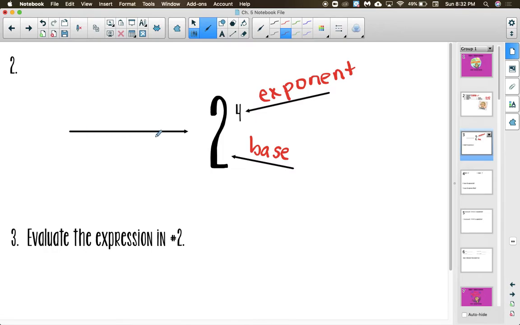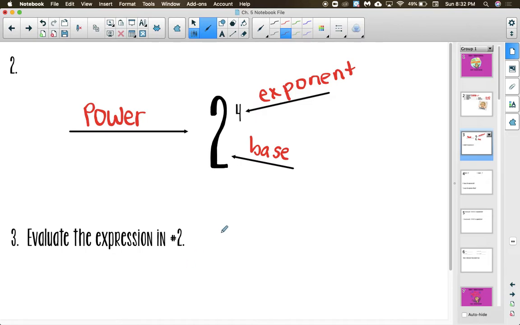So what in the world is this one pointing to? Well, this one is pointing to the whole expression, 2 to the 4th power. And the key word there is power. The whole expression is called a power. Okay, so those are your vocab words for that expression. The 4 is called the exponent, the 2 is the base, the whole thing is called the power, and it's read 2 to the 4th power.